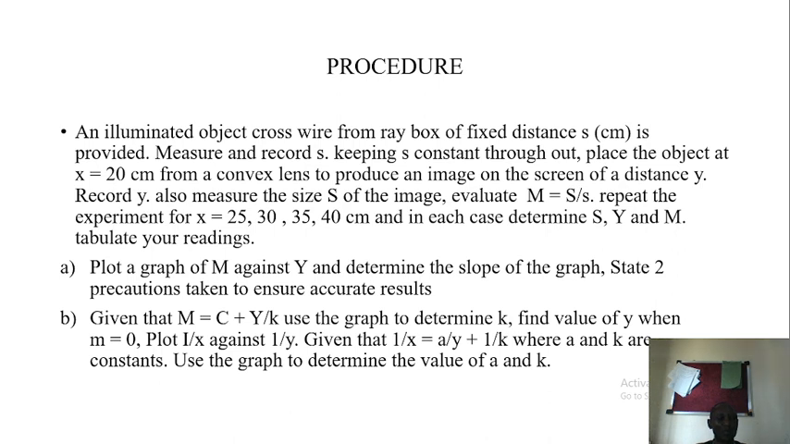Find the value of Y when M is equal to 0. You plot the graph of 1 over X against 1 over Y. Given that 1 over X is equal to A over Y plus 1 over K, where A and K are constants, we use the graph to determine the values of A and K.